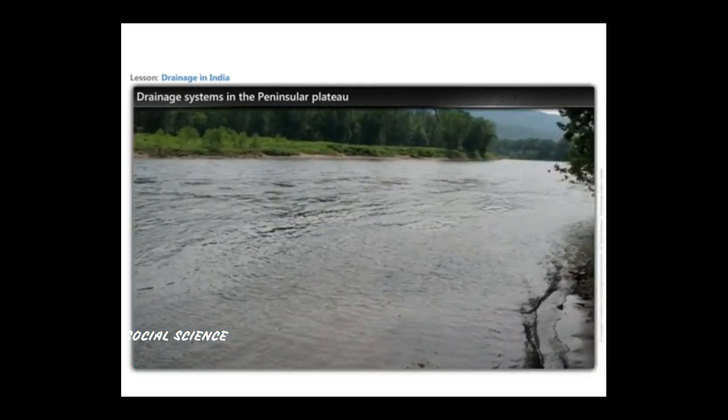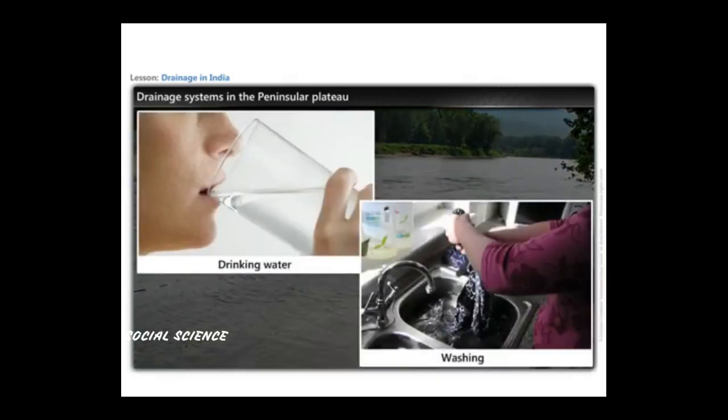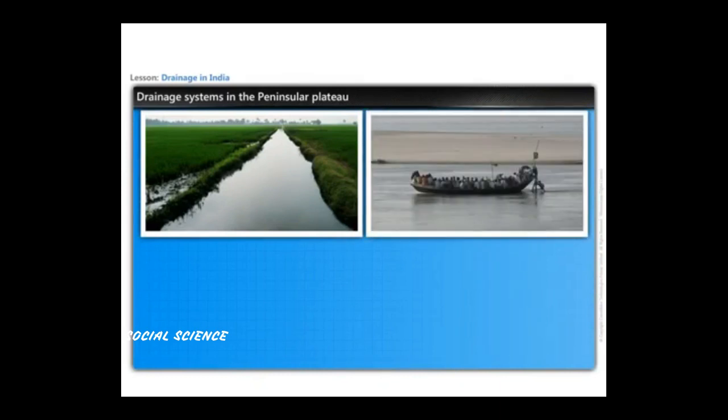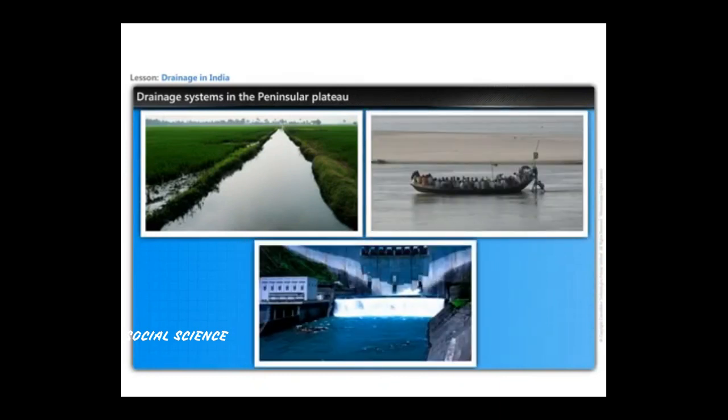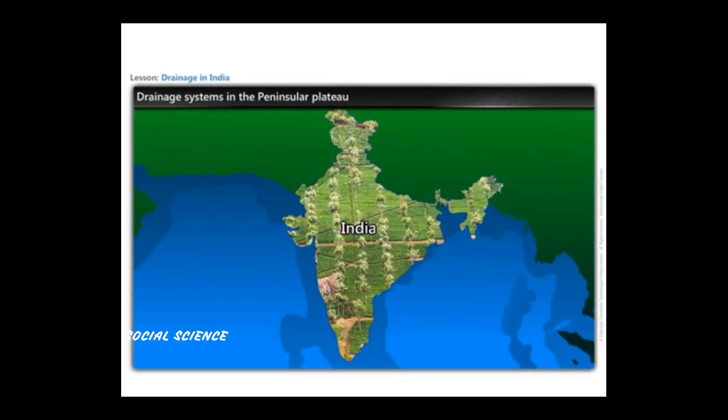Rivers have been of fundamental importance throughout human history. Water from the rivers is a basic natural resource essential for various human activities. Using rivers for irrigation, navigation, and hydropower generation is of special significance in an agricultural country like India.